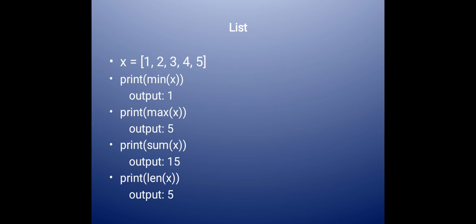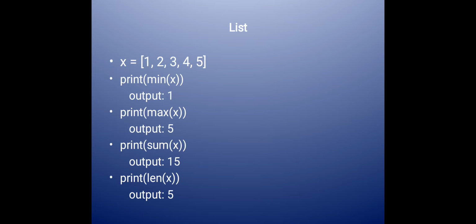Okay. Then come some built-in functions in list. I have taken the x as a list of 1, 2, 3, 4, 5. Then print min of x. The min function will print the minimum element from those elements. So here the minimum, smallest element is 1. So the output will be 1. Then print max of x. That means it will print the maximum, highest element from the list. So here print of max of x, the output will be 5. That means 5 is the highest number in that list.